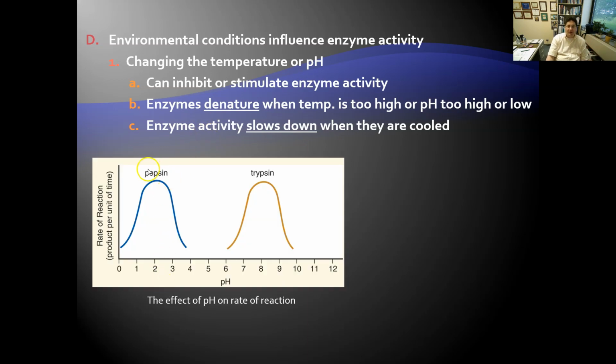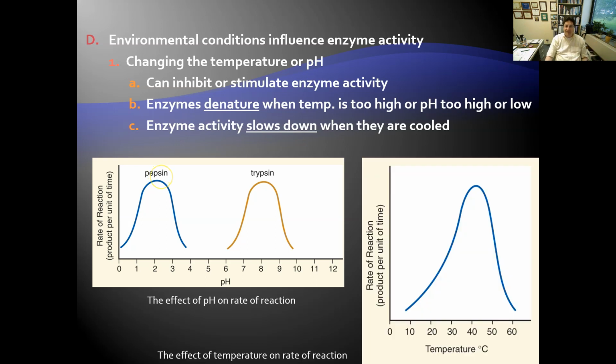So you can see here, pepsin here is an enzyme in your stomach. Notice it works best at low pH because your stomach's acidic. It's pH 2. Trypsin's in your small intestine. It wants to be more of a neutral pH, around pH 7.5 to 8. Now those numbers aren't important, everyone. What's important is the shape of this curve. Look how quickly enzyme activity drops off if the pH gets too low or too high. It's like falling off a cliff.